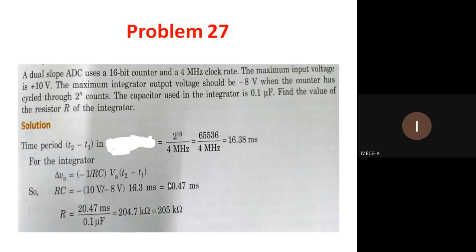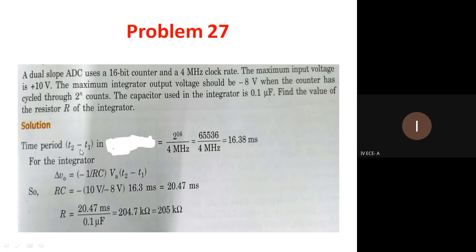Next, problem number 27. The dual slope ADC circuit uses a 16-bit counter and 4 MHz clock rate. The maximum input voltage is 10 volt. The maximum integrator output voltage should be minus 8 volt when the counter has cycled through 2 power n counts. The capacitor used in the integrator is 0.1 microfarad. Find the value of resistor R of the integrator. Very simple. The problem is a big one, but the solution is very simple.